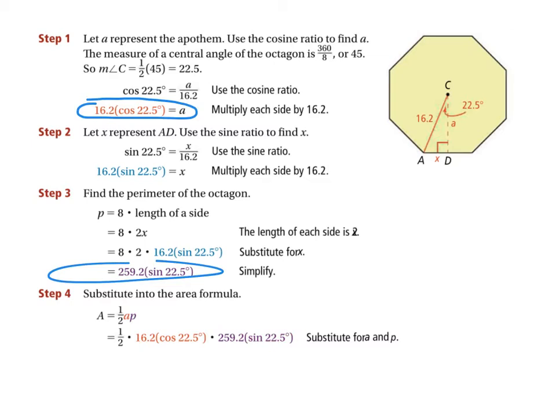So I'm going to say 1/2 times 16.2 times cosine of 22.5, close that parentheses, that's very important, times 259.2 times the sine of 22.5. And what I get is 742.2924126. Okay, so let's see what they've got. 742.29 something.